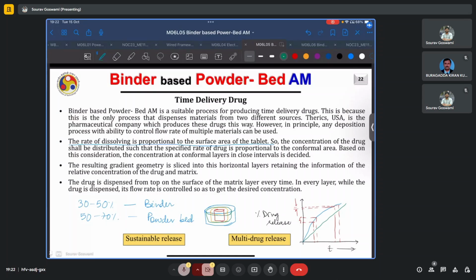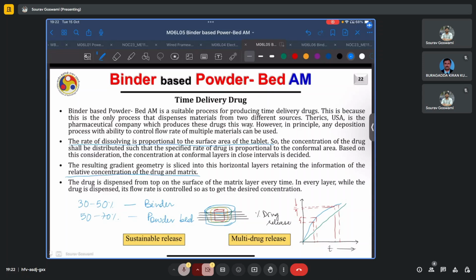Now this geometry is then sliced into multiple layers and then printed using such a binder-based powder process. The resulting gradient geometry is sliced into horizontal layers, retaining the information of the relative concentration of the drug in the matrix. Then the drug is dispensed from the top of the surface of the matrix layer each time. In each layer where the drug is dispensed, its flow rate is controlled so as to get the desired concentration.